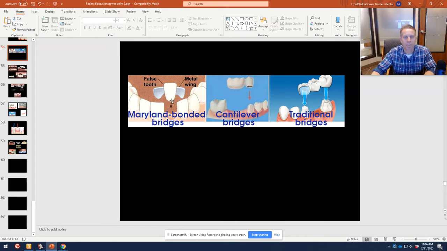And then you have one called a Maryland bridge, which has these little wings that, as shown here in this example, would be metal, but they can be ceramic as well. Those little wings just go up against the lingual surfaces of the teeth on either side, the left or the right, in order to help hold the fake tooth in the middle. So we're going to go over some of the pros and cons of each one of these and the ones that we favor the most as we go through this.